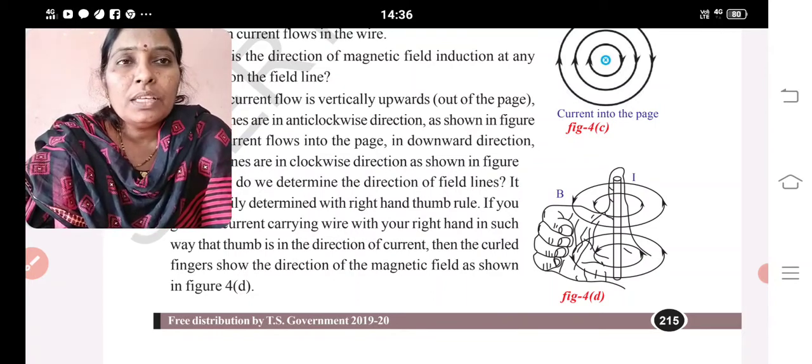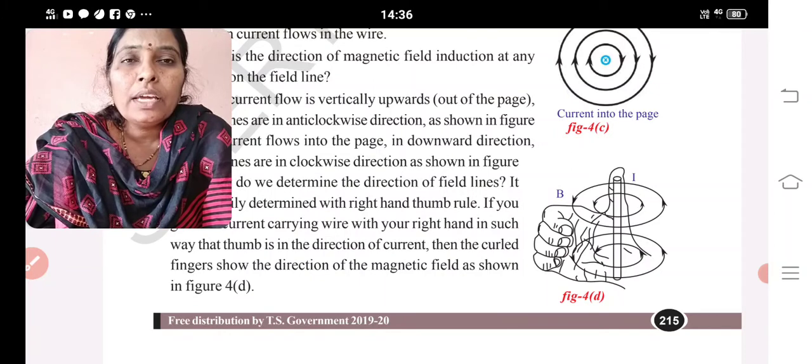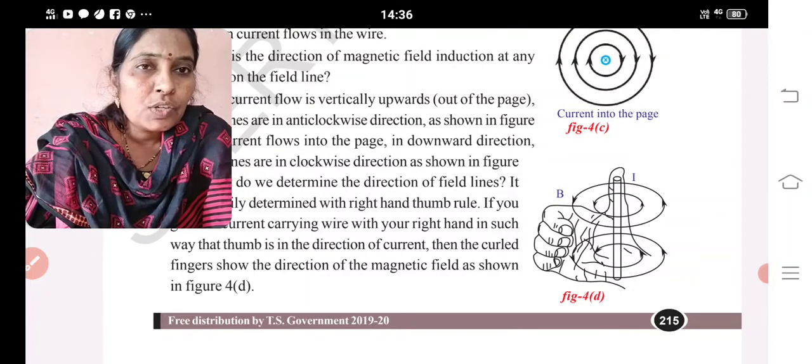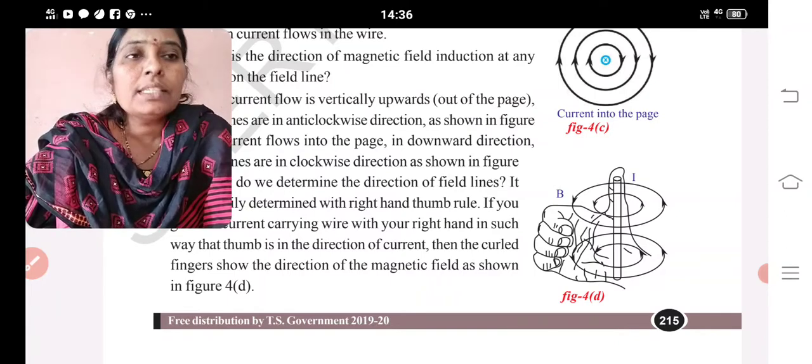And how will be the current direction? How will be the circular shape of that current? When it passes through a straight current carrying wire, the field will be in a circular shape. When the current is vertically upwards, out of the page, the magnetic field is in an anti-clockwise direction. If the current flows into the page, downwards, the magnetic lines are in a clockwise direction. Clear?